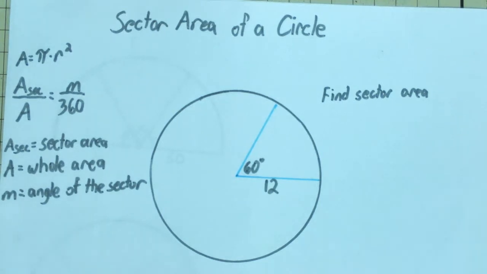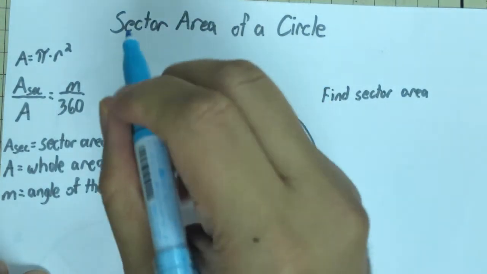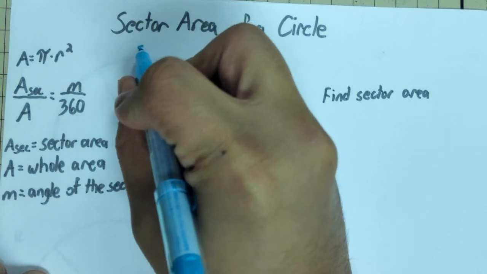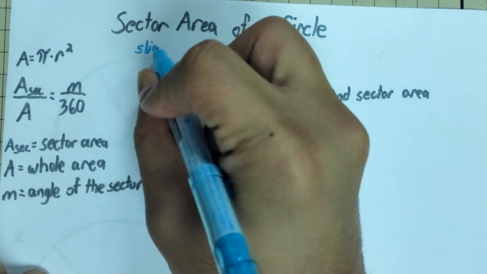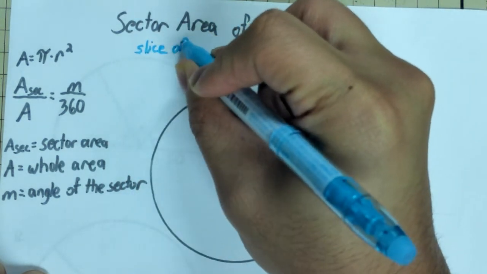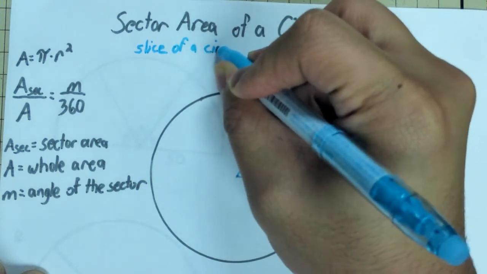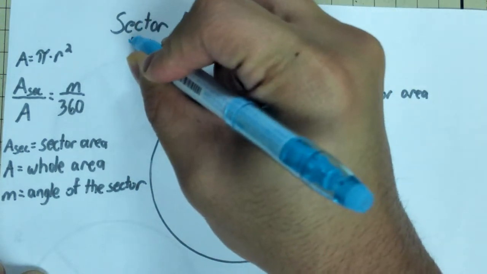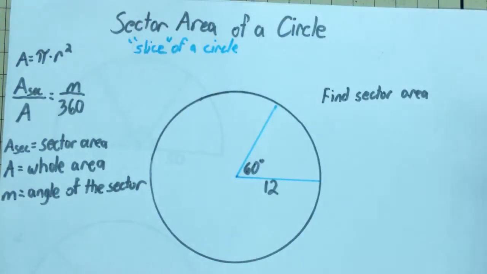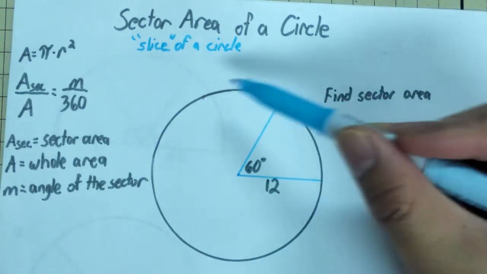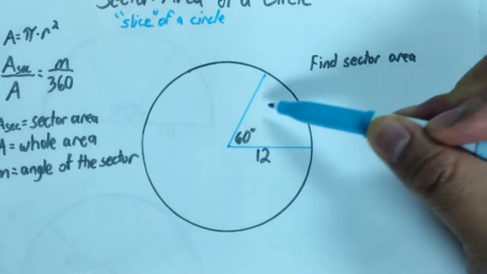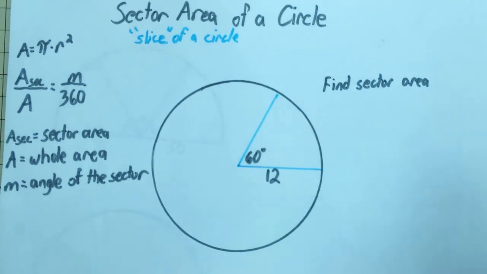Today we will learn about sector area of a circle. Another way to think about a sector area of a circle is a slice of a circle. So here's my full circle. We'll do a slice of it and find this area. So let's start with the full circle.